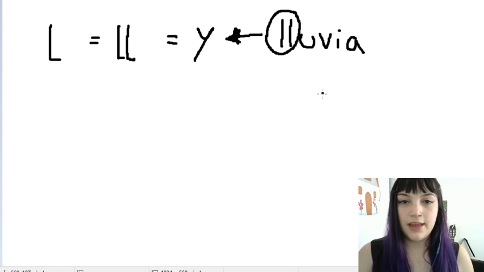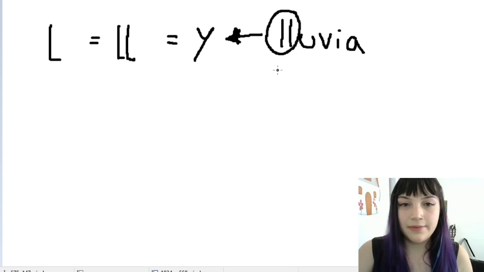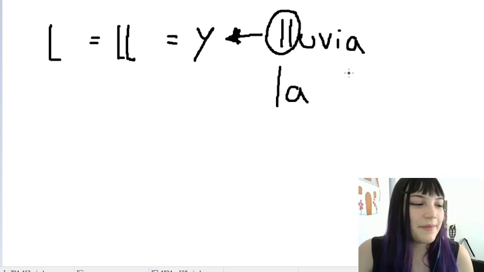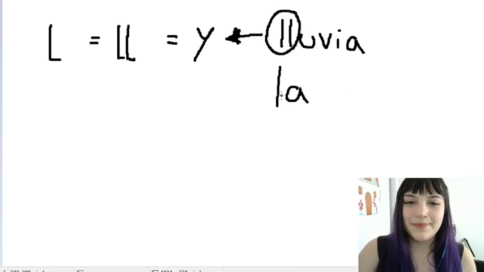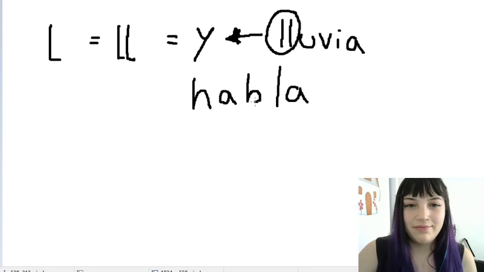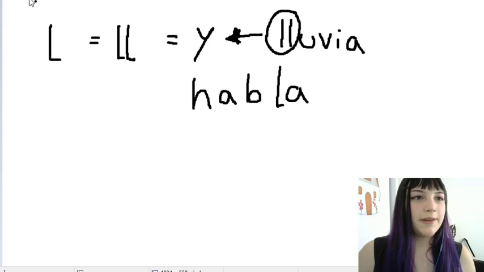But not as, for example, when you have only one L, which sounds more like la. Habla, for example, habla, and that's a totally different pronunciation, like L. When it's double, remember, it's like Y: lluvia.